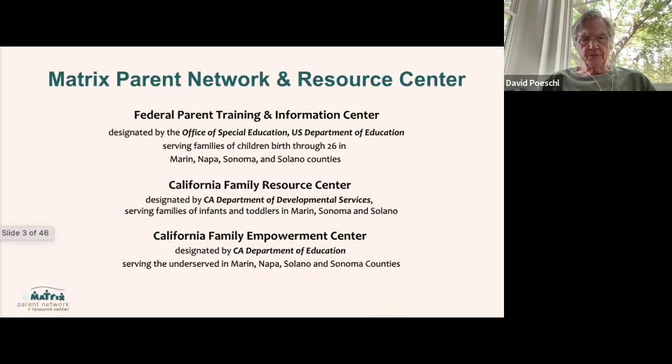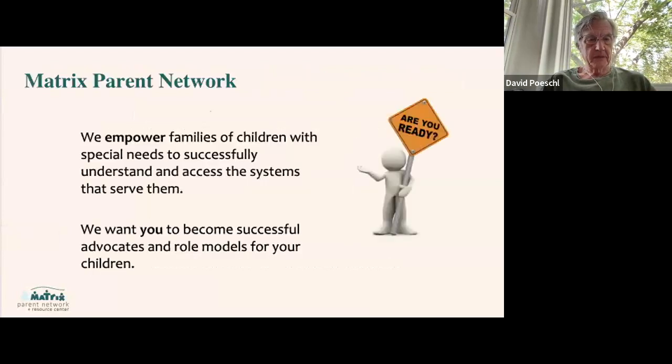First of all, Matrix Parent Network and Resource Center, we're a federal parent training and information center through the U.S. Department of Education. We're a California Family Resource Center through the California Department of Developmental Services, and we're a California Family Empowerment Center through the California Department of Education. And what we do is empower families of children with special needs to successfully understand and access the systems that serve them. We want you to become successful advocates and role models for your children.